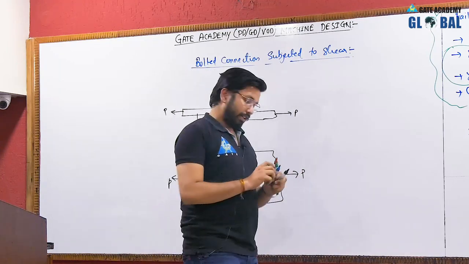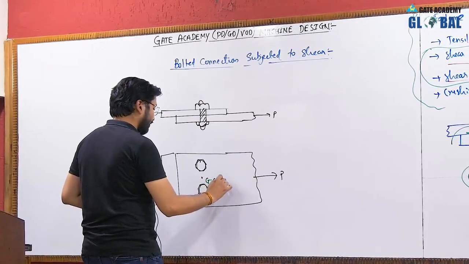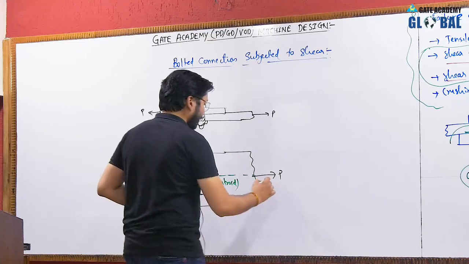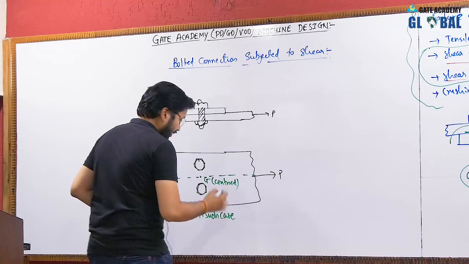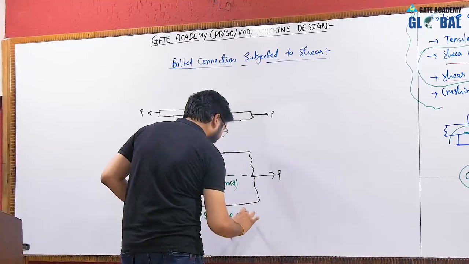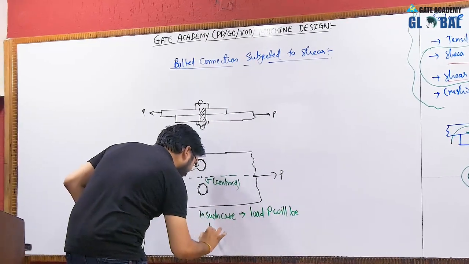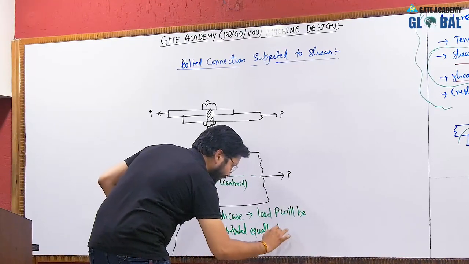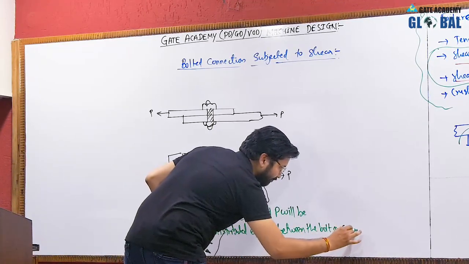Now we will assume that the line of action of load passes through the centroid of the arrangement. This is the centroid of the arrangement. So if the line of action of load passes through the centroid, in such a case the load P will be distributed equally between the bolts, or you can say screws.